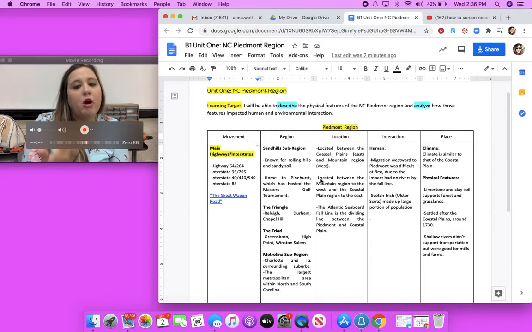And Triangle, Triad, and Metrolina, we went over those with vocabulary. So when we start talking about industries, I'll talk more about those three, but for now just know that all of those subregions are within the region of Piedmont.